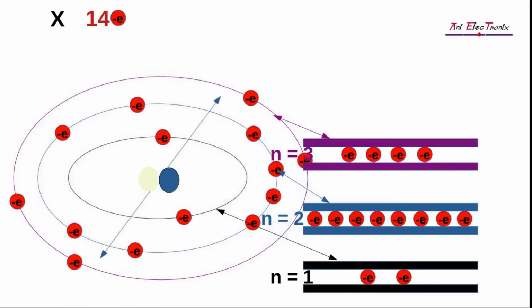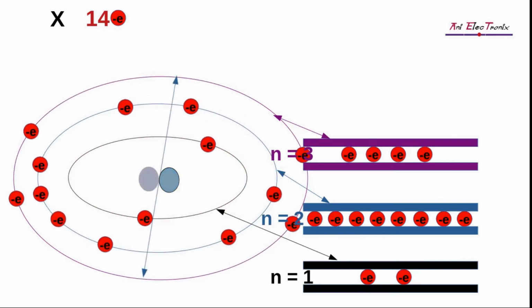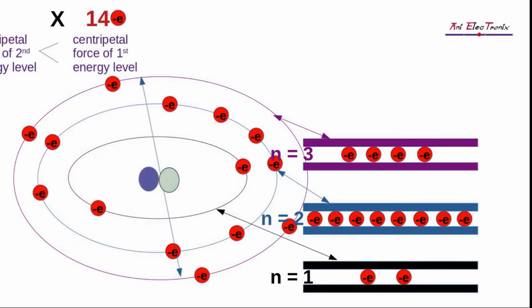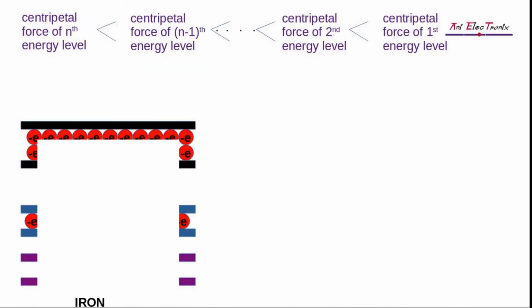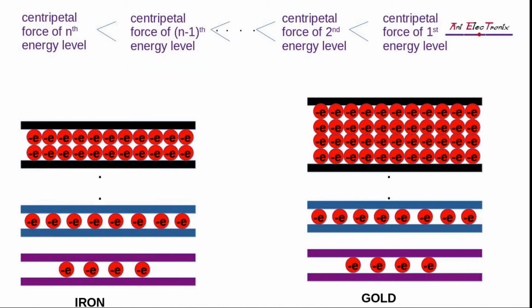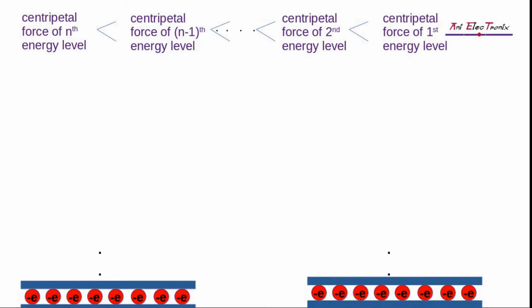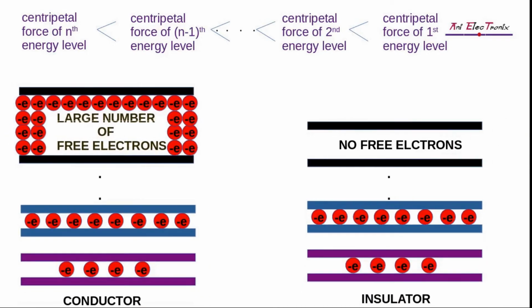So looking at the energy diagram, we can understand the magnitude of the centripetal force on an electron becomes weak if we move towards the higher energy level. And this brings an important conclusion. For some elements like gold and iron, the higher energy level electrons are completely unbound to any atom and are responsible for heat and electricity conduction. And these electrons are called free electrons. Based on the availability of free electrons, we can classify metal and insulator.